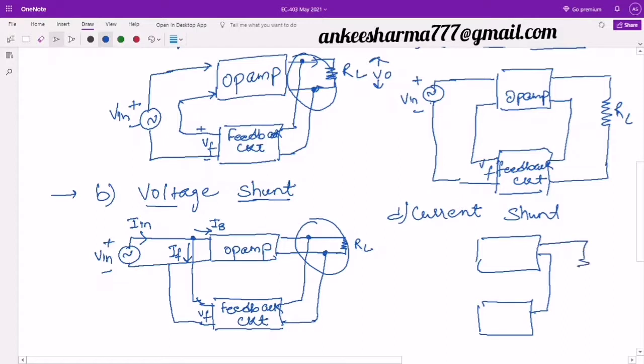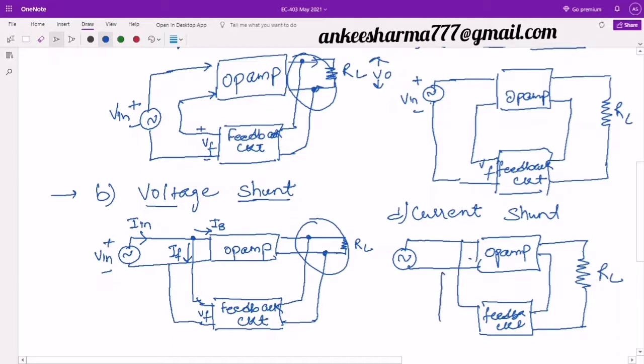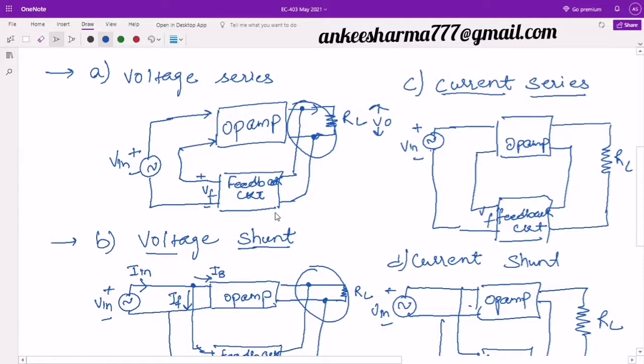The output is taken in the form of current. This is your RL, this is the op amp, and this is feedback. And over here I will take the parallel combination. So in the parallel, what I will do, I will connect this input, and in parallel to it I will connect my feedback value or the feedback voltage, whatever you want to say. Right, is it clear? So these are the four combinations or the four possible feedback configurations in the case of operational amplifier: voltage series, voltage shunt, current series, and current shunt.